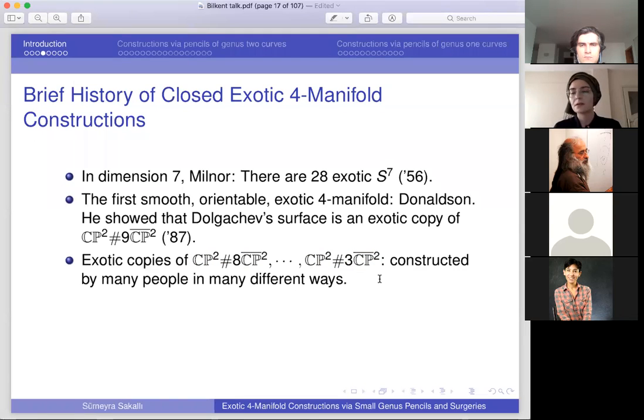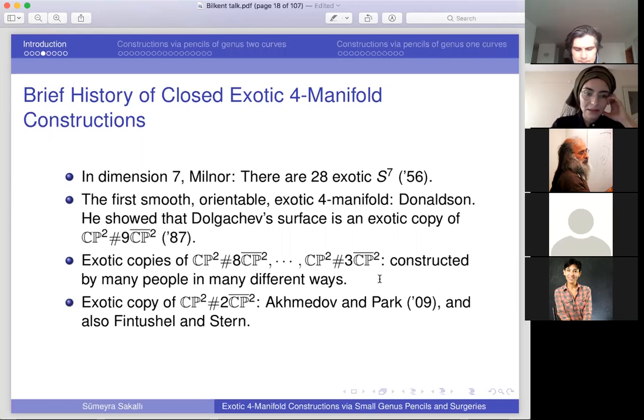There are various techniques. There is lots of literature, and I didn't attempt to list all the names, but you know, if I tried, it would be like 2 or 3 pages long. There are many different papers. But lastly, let me mention one last result.